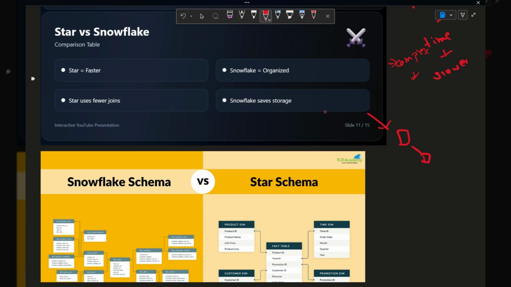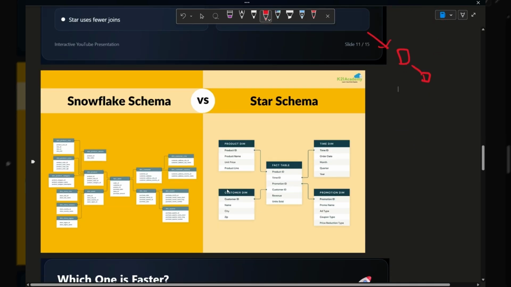So this is just a visual representation of how the star schema looks and how the Snowflake schema looks. As I said, you can see the star schema is very easy to understand because there is only one fact table and the dimension tables are directly attached to the fact table. And in the Snowflake schema, you can see that it is a bit complex to understand as there are more tables.